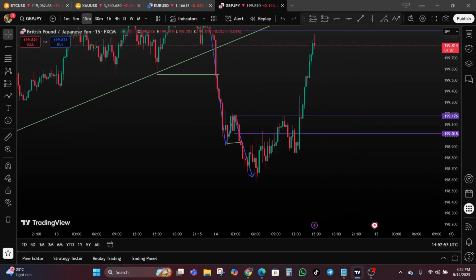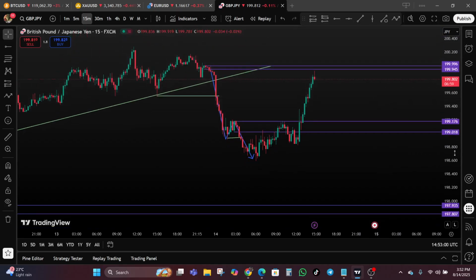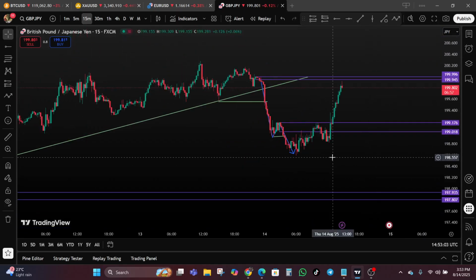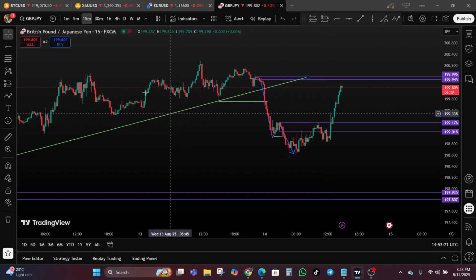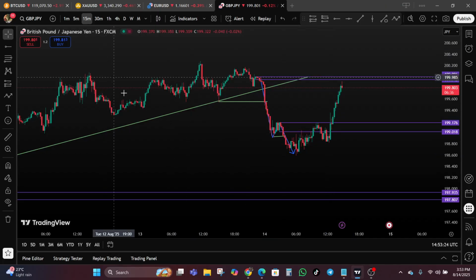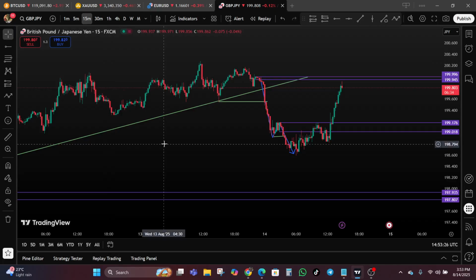Okay. Now you just have to look for clean, decisive moves away from the zone, not choppy price action. All right. On higher time frames, these zones are more reliable. Remember that price action on higher time frames is usually more reliable than the price action on the lower time frame. So take note of that. Many traders use the daily or even the 4-hour charts to mark their order blocks. Then they drop down to the 15-minute or the 5-minute charts for refined entries.